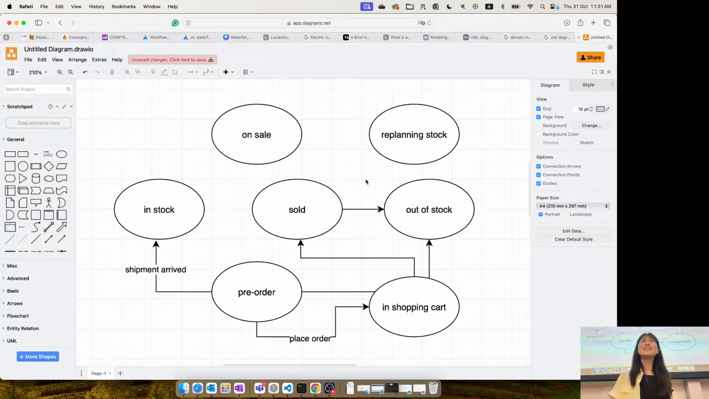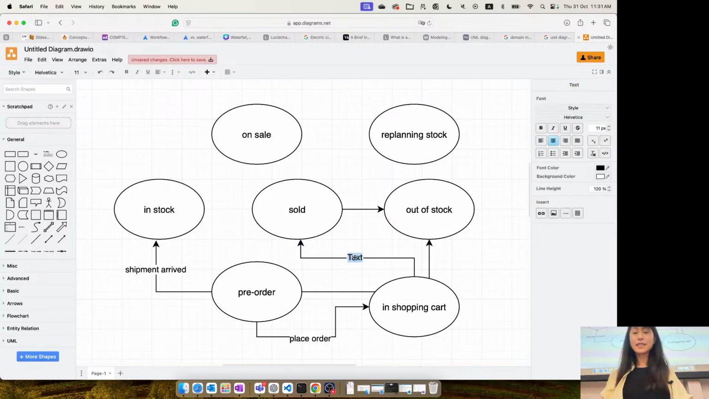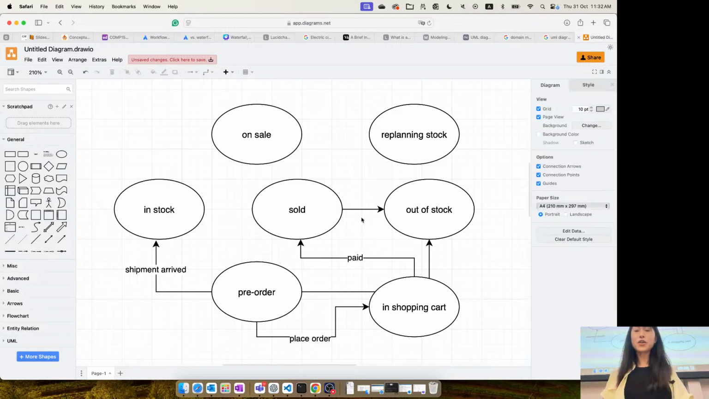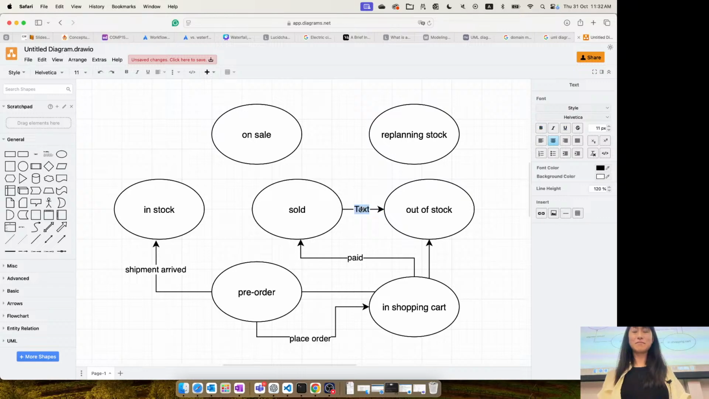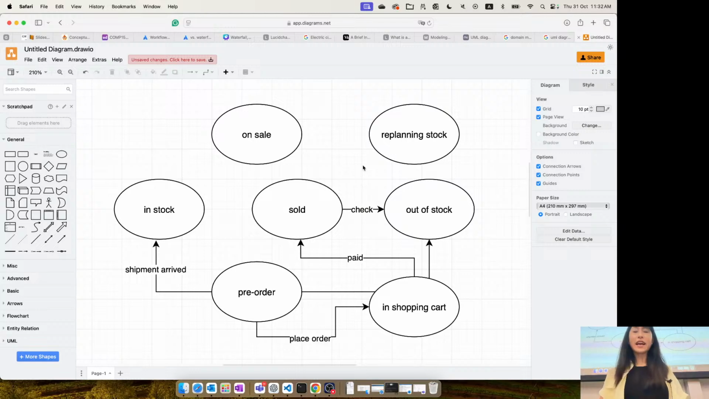Yeah. Okay, and then we need to assign the actions here. For example, shopping cart to sold, like process and pay, maybe just paid. Yep. And from sold to out of stock, inventory check. Check inventory. Yeah, just check. Okay, so you can do similar things with the other states.